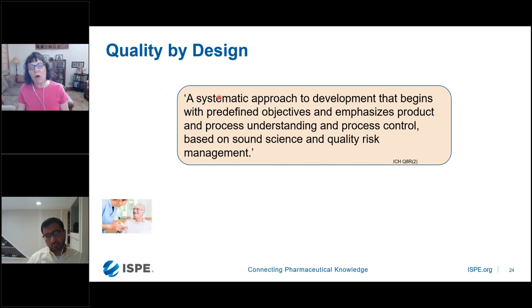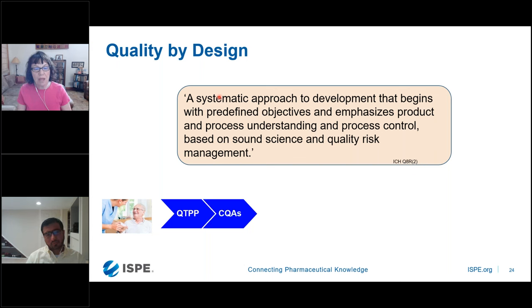We can see here, we always start with the patient. We start with the patient needs. And that's the quality target product profile. We identify what that patient needs. We develop critical quality attributes that we'll measure to meet that quality target product profile. We'll develop our product and process.